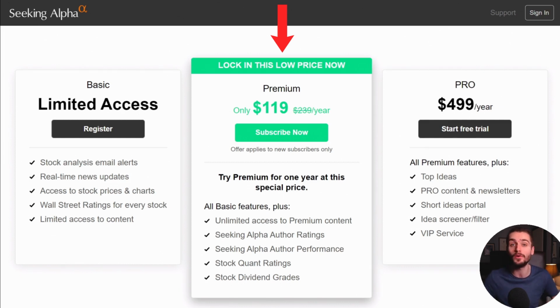Let me list off what you get with the premium subscription and then I'll give you my thoughts on the pricing itself. So the premium subscription gives you all the basic features plus unlimited access to premium content, author ratings and performance, stock quant ratings, and stock dividend grades. The biggest thing there is the unlimited access to premium content, which effectively gives you access to the vast majority of the Seeking Alpha platform. Again, I'll go through the exact features in more detail later in the video, but just know that the premium version is what gives you access to the best of Seeking Alpha.